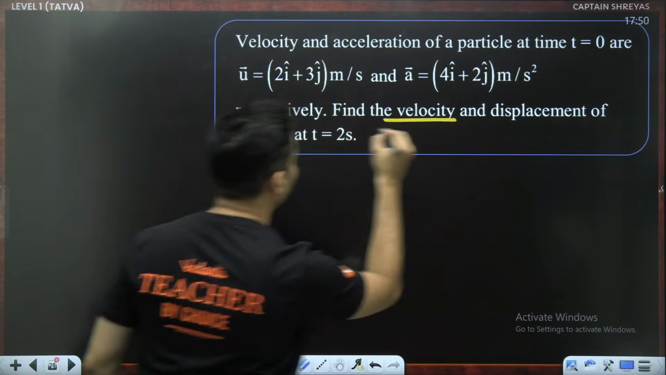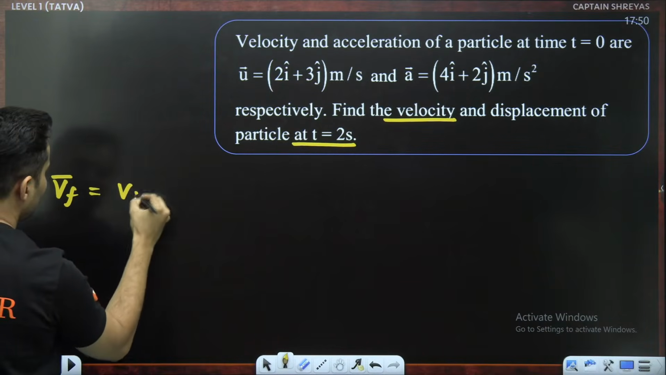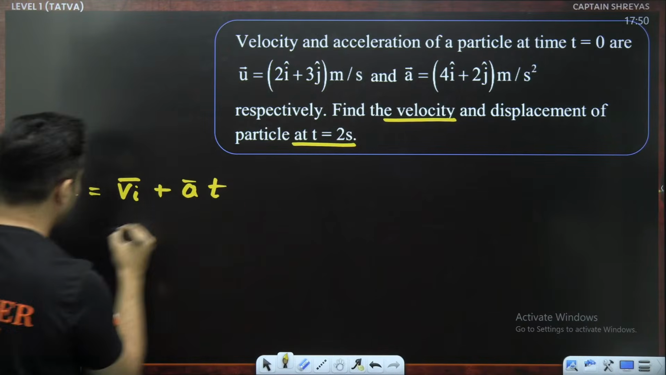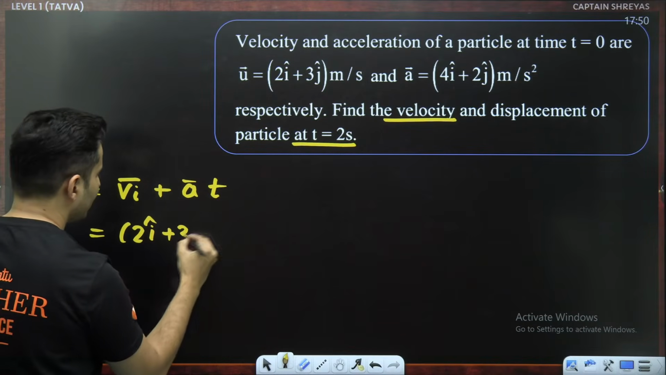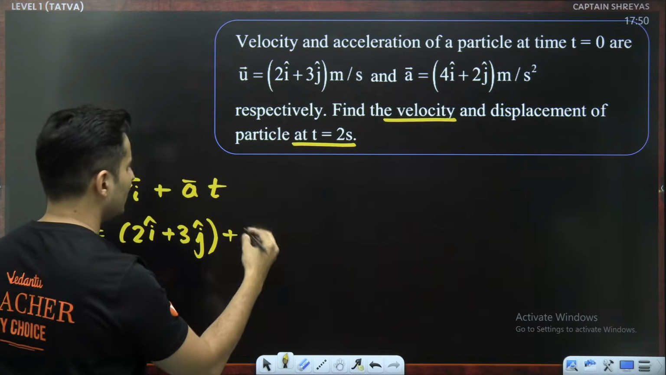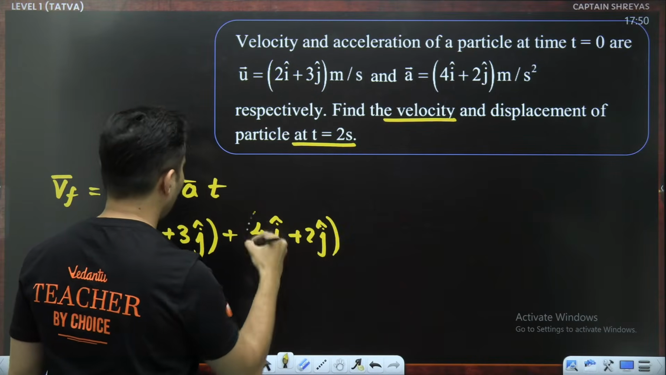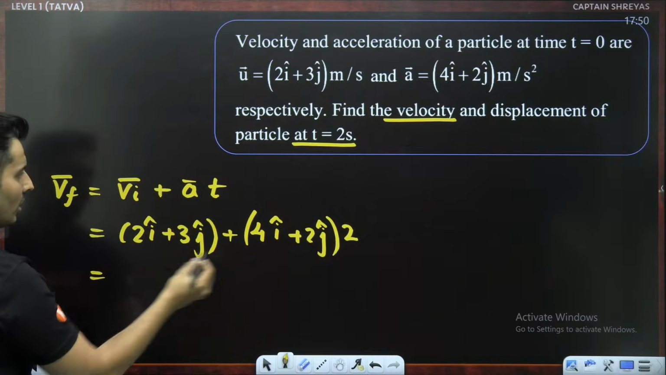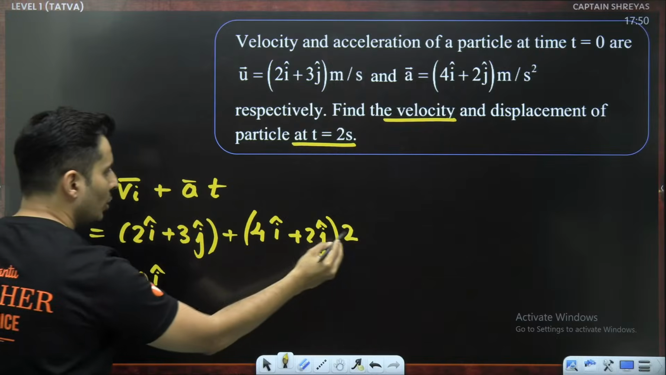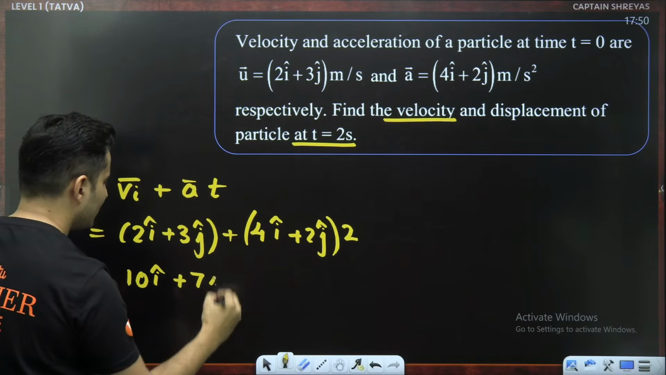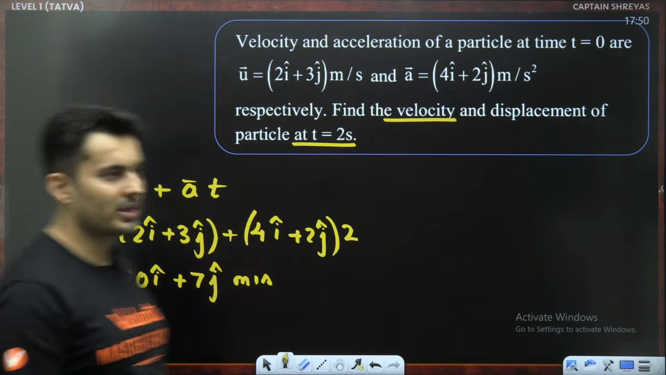First, let's go with velocity. After 2 seconds, we want to find it. So I will use final velocity is initial velocity plus acceleration into time. What is the initial velocity? It is given right over here. It is 2i cap plus 3j cap. Acceleration is given to be 4i cap plus 2j cap. How much is the time? It is basically 2. So 2 4s are 8, 8 plus 2 is 10, so 10i cap. 2 2s are 4, 4 plus 3 is 7, so 7j cap meters per second.